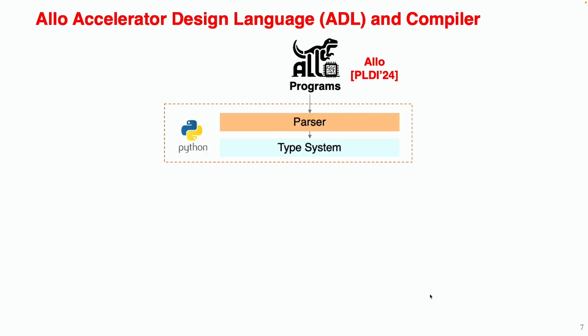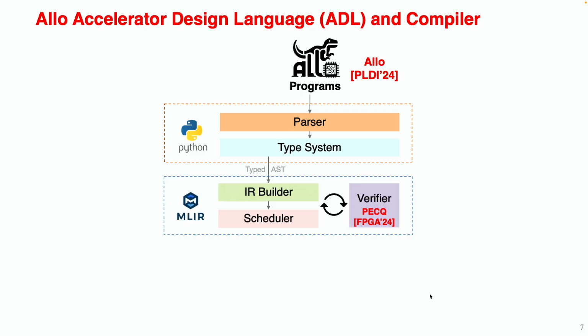An Allo Python program is first processed by a parser and type system for basic checks before being lowered into the MLIR ecosystem. The optimizations are performed at the IR level. Given the strict correctness requirements of hardware design, we also incorporate a verifier to ensure the transformations are correct.